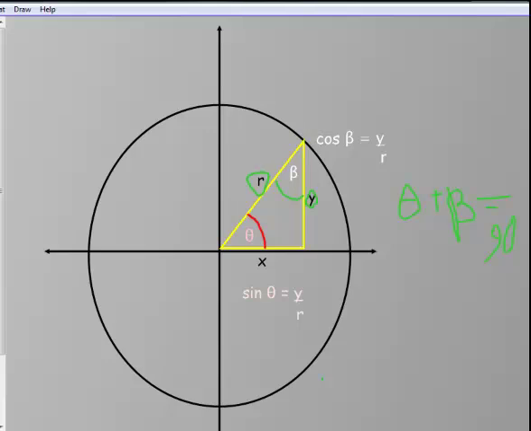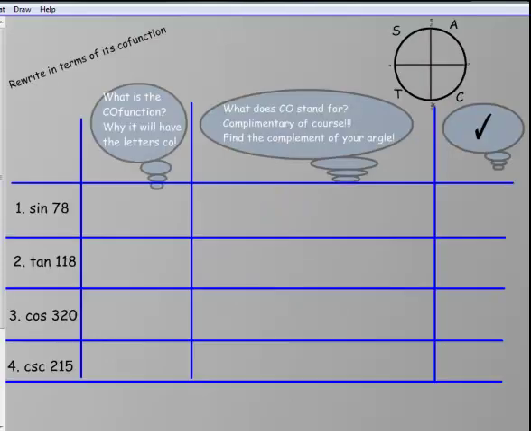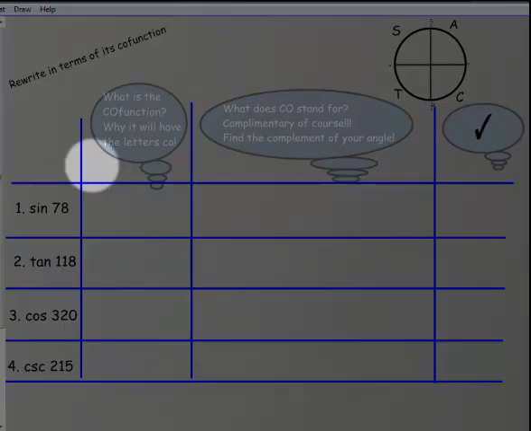So that's what you're going to be doing today. You're going to have to try and figure out angles and their cofunctions. So let's go try a few examples. In tonight's homework, you're going to be charged with writing each term, but instead you have to use its cofunction. So for example, the sine of 78. The first thing you're going to think is, what is its cofunction?